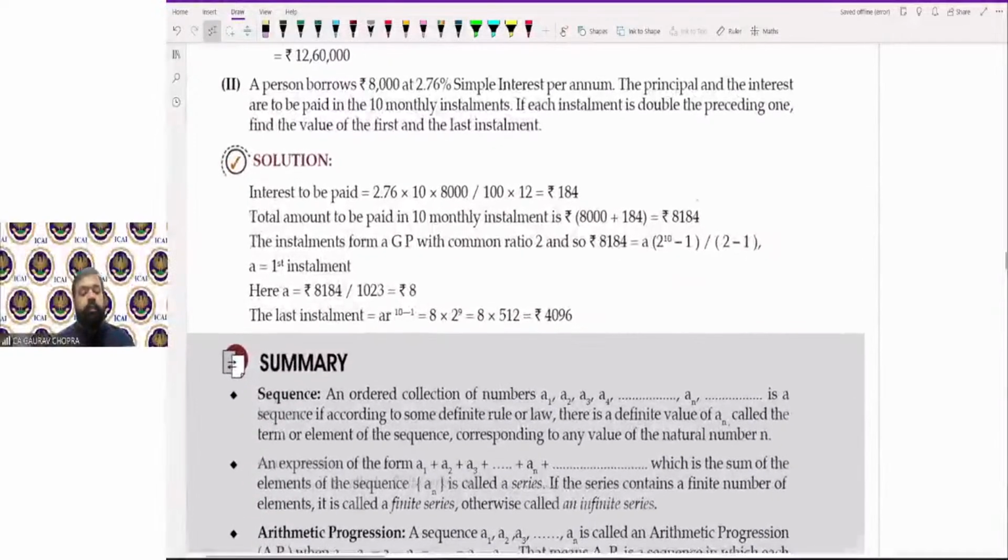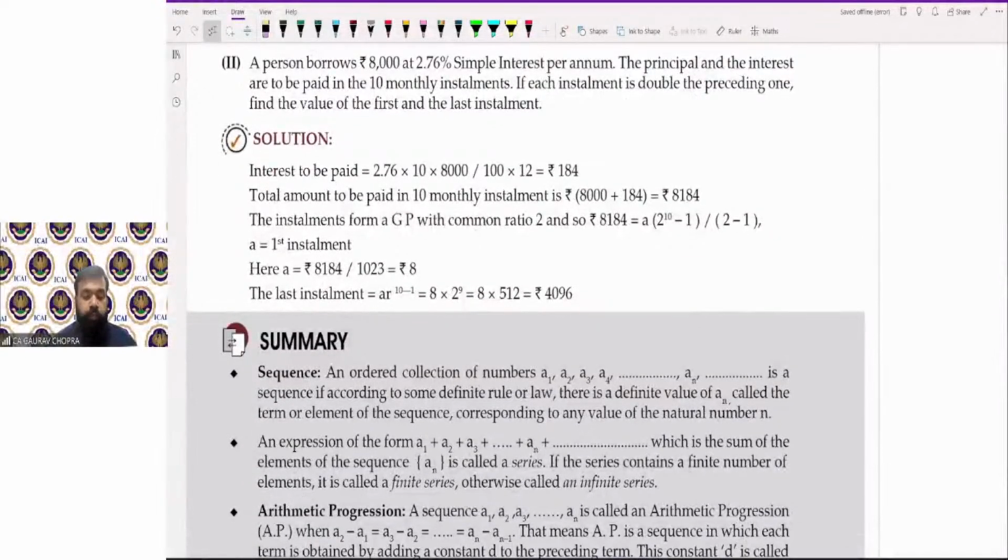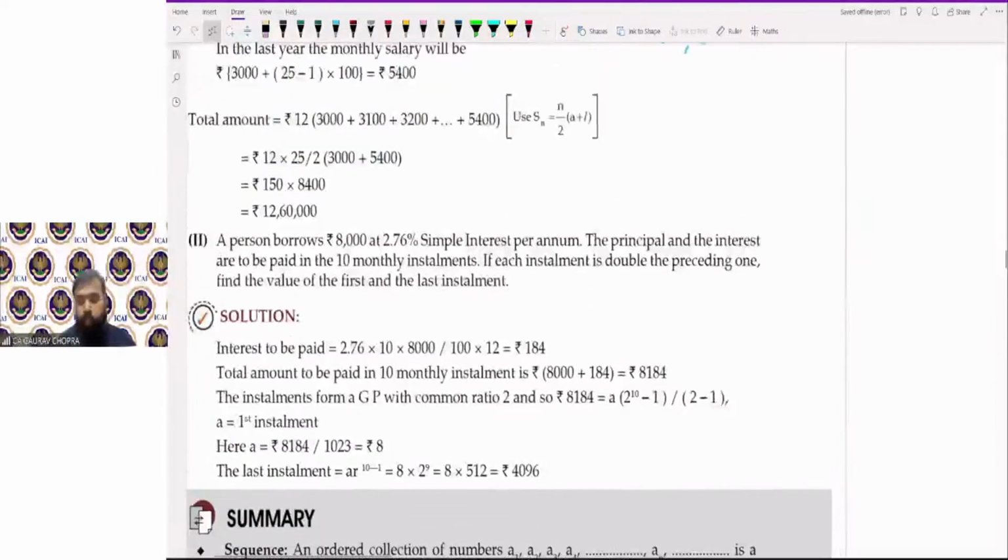A person borrows rupees 8,000 at 2.76% of simple interest per annum. The principal and interest are to be paid in 10 monthly installments. तो 10 monthly installments के अंदर इसका पेमेंट होगा। If each installment is double the preceding one, हर बार इंस्टॉलमेंट पहले से डबल है, then find out the value of first and last installment. तो फर्स्ट एंड लास्ट इंस्टॉलमेंट कितनी होगी?